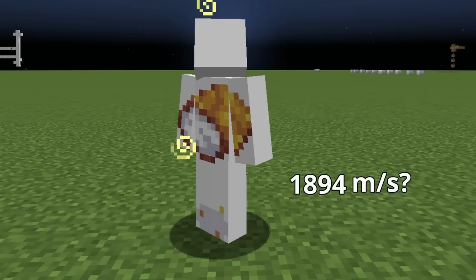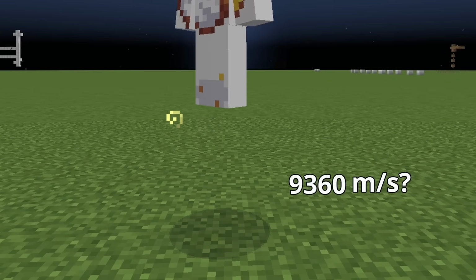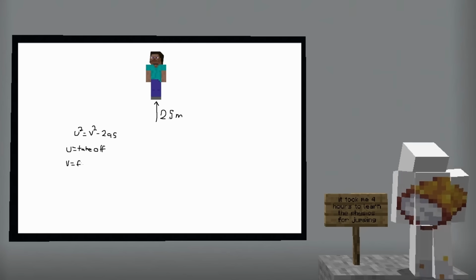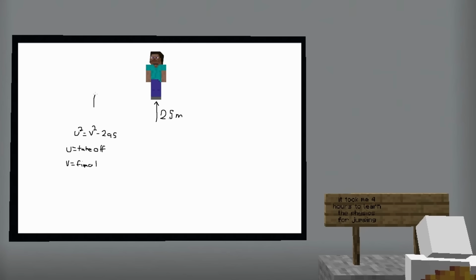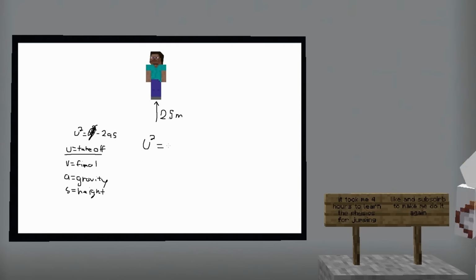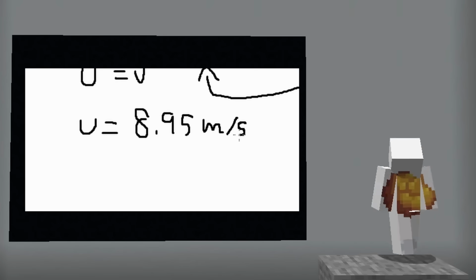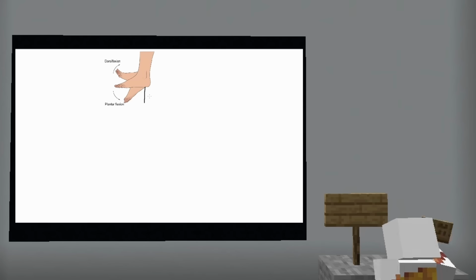So the first step is to figure out the takeoff velocity Steve has to jump up 2.5 meters. So we can use this initial velocity equation. But first, let's define our variables. U is our initial velocity, or what we're solving for. V represents our final velocity at the end of the jump, which is just 0, so we can cancel this out. A represents our force of gravity, which is negative since it's pulling us down, and S is the 2.5 meters that we jumped. So, to solve for U, we just plug in our variables and square root both sides, which gives us an initial velocity of roughly 9 meters per second. So now, the next step is to figure out the acceleration of Steve's calf.